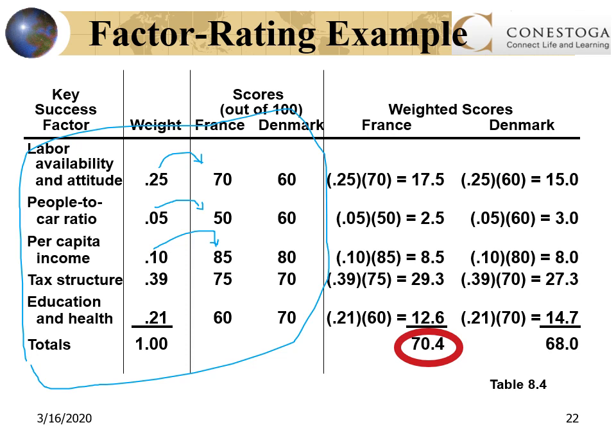I do the same thing for Denmark. Let me use another color, yellow. 0.25 multiplied by 60, and 0.05 multiplied by 60, and so on. I add up the numbers, I get 68. So 70.4 is higher than 68, so my recommendation is to go for France. So this is called a factor rating example, which will be a short question for your exam.